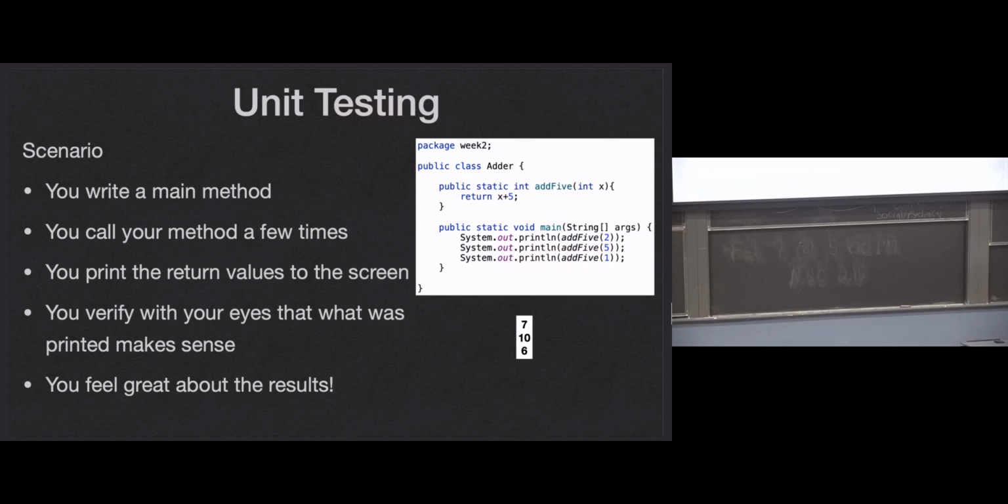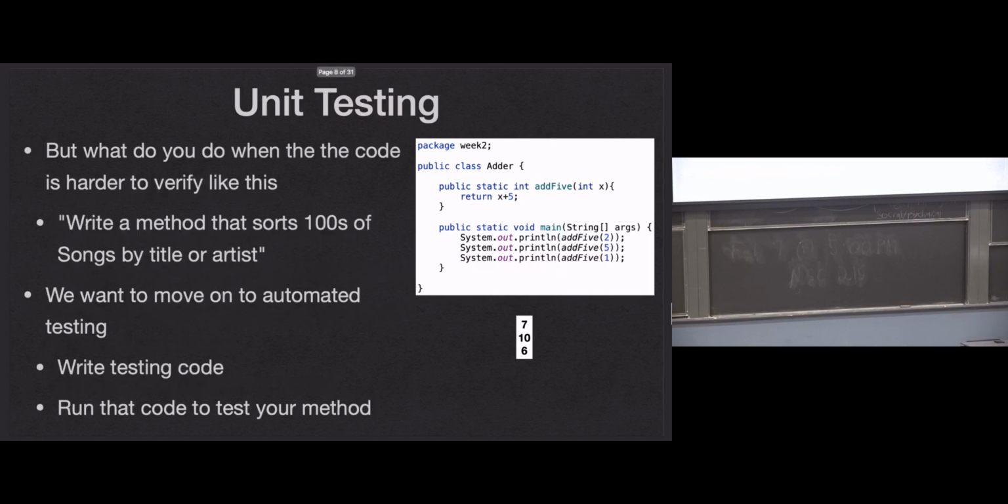Very manual process, though. We have a lot of work to do as a human in the process. What we want to do is automate this, because it's not always going to be as easy as adding 5. We're going to have much more complex pieces of code and methods that we're testing, and it's going to be a lot more difficult to just write a giant main method with a whole bunch of tests.